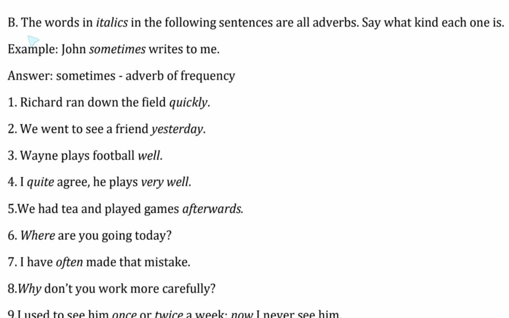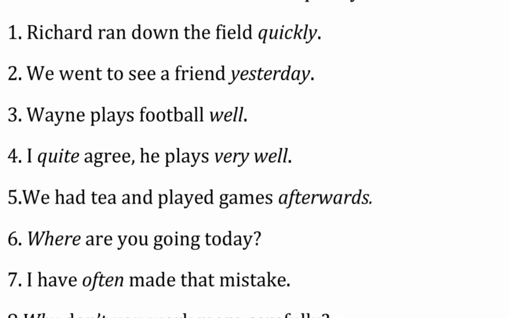Now we will do exercise B. The question is: the words in italics in the following sentences are all adverbs. Say what kind each one is. Example, John sometimes writes to me, and the answer is sometimes. Sometimes is italic, and sometimes is an adverb of frequency. Now we will do the rest of the sentences.